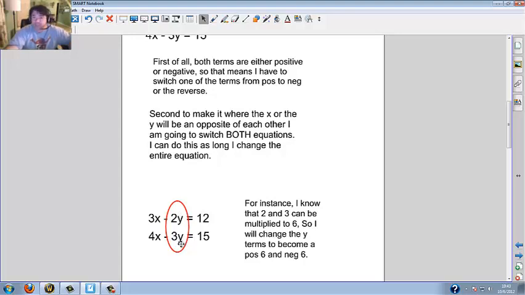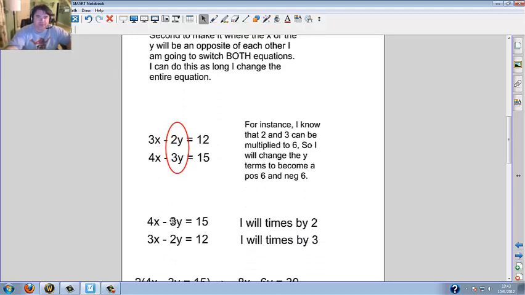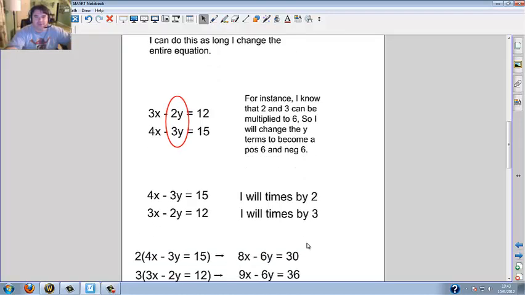Remember, that's the least common multiple. So, if I can turn both of these into a 6 and make one positive and one negative, I'll have that balance. So, here's my thought. Well, I just flipped these around, but that's okay. I'll take negative 3 and times by 2, and take negative 2 and times it by 3.